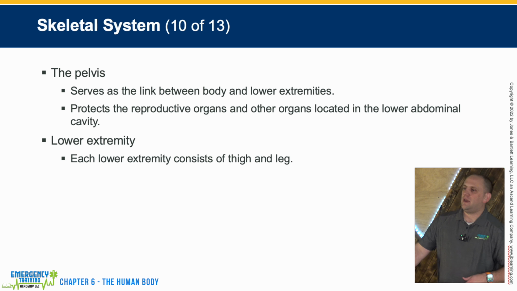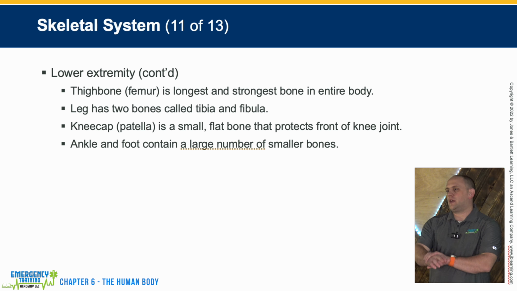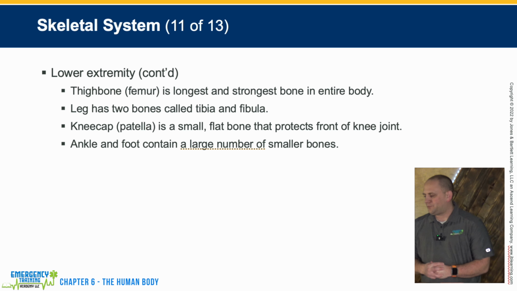So we have the thigh and then the leg. The thigh bone is known as the femur. It's the longest and strongest bone in the body. And then as we move down to the lower part of the leg, there are 2 bones. Just like in our forearm, there are 2 bones in the lower part of our leg. We have the tibia and the fibula.